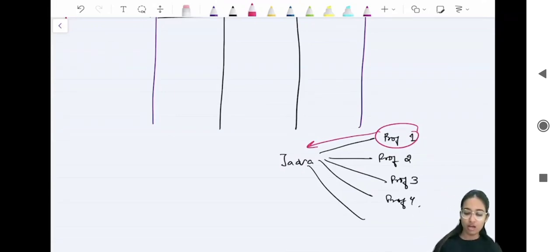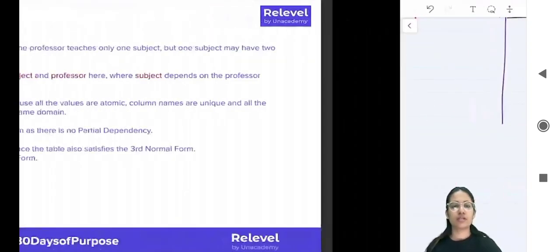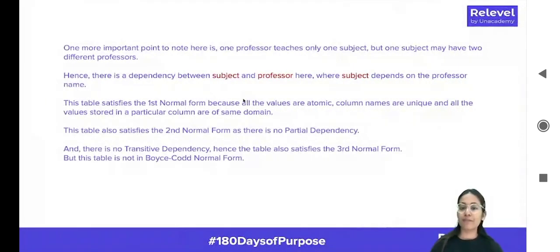So this is like a one-to-many relationship, correct? One professor teaches only one subject, but one subject may have two different professors. Hence, there is a dependency between the subject and the professor, where the subject actually depends on the professor name, correct? Whatever subject is being taught is dependent on the professor who is teaching it.